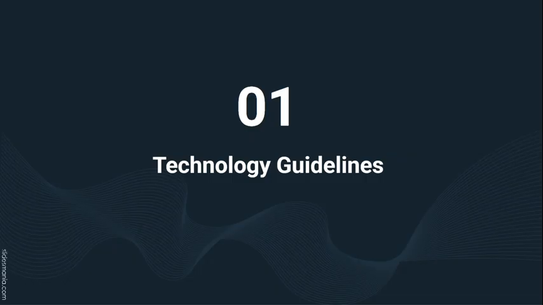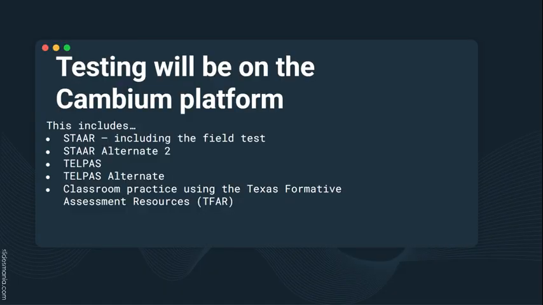Most students grade 3 and above will take their assessments online. For students tested holistically, their data will be entered into an online system. The Campion platform is used for STAR, including any field tests, STAR Alternate 2, TELPAS, and TELPAS Alternate. It is also used for classroom practice using the Texas Formative Assessment resources and online practice tests.